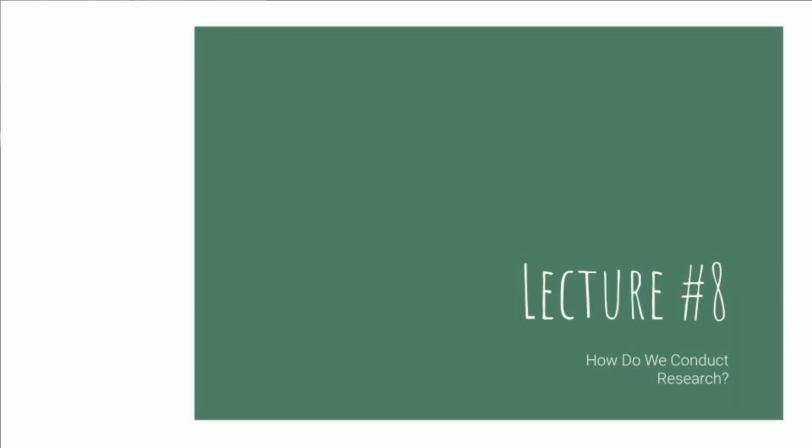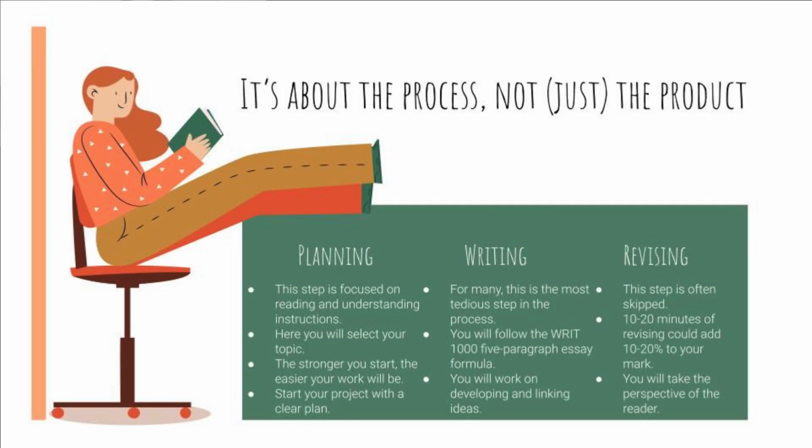Let's wrap up section number 2 of this course with lecture number 8, where we will talk about how we conduct research. It's about the process, not just the product. So let's be real here. Scoring an 80 or a 90 or a 95 is what a lot of you want. You're really looking at getting that GPA score up, right?